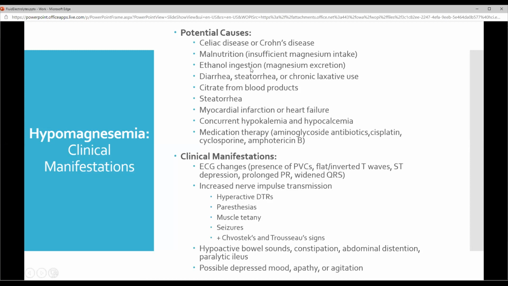Another thing I didn't mention up here, the ethanol ingestion. Alcohol abuse, alcohol intoxication, alcoholism leads to major excretion of magnesium. Magnesium is primarily excreted via the kidneys and urine, and it is also absorbed in the small bowel. So when there are issues with the small bowel, or when you're having excess urine output, those things can cause a reduced magnesium level.